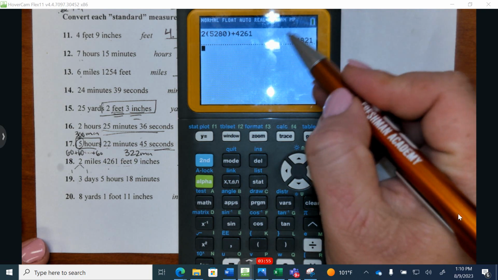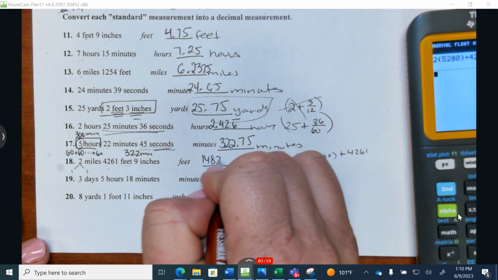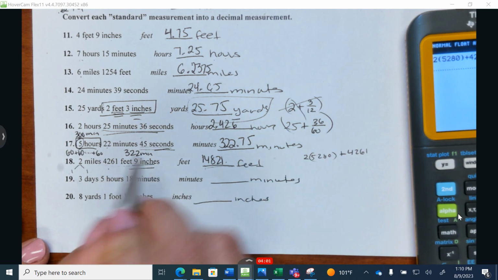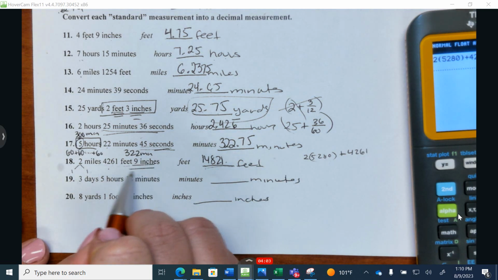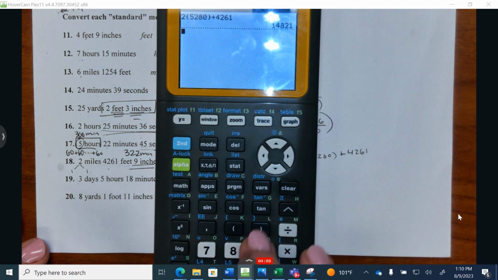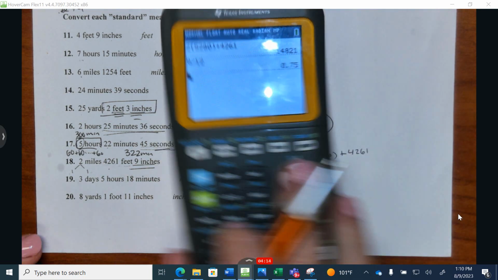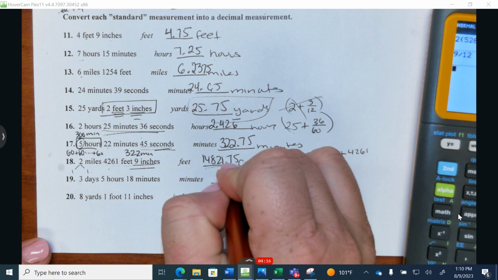4261. So I have 14,821. But we have this remainder. So in terms of writing this as a foot measurement, I know that there's 9 inches, and we know in 1 foot there's 12 inches. Given 9 additional inches, that gives us a remainder of 0.75.